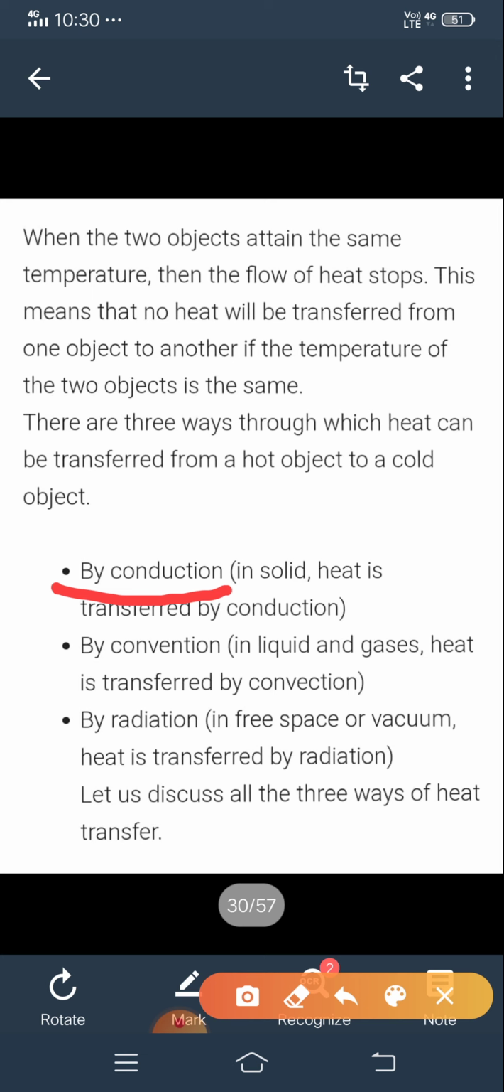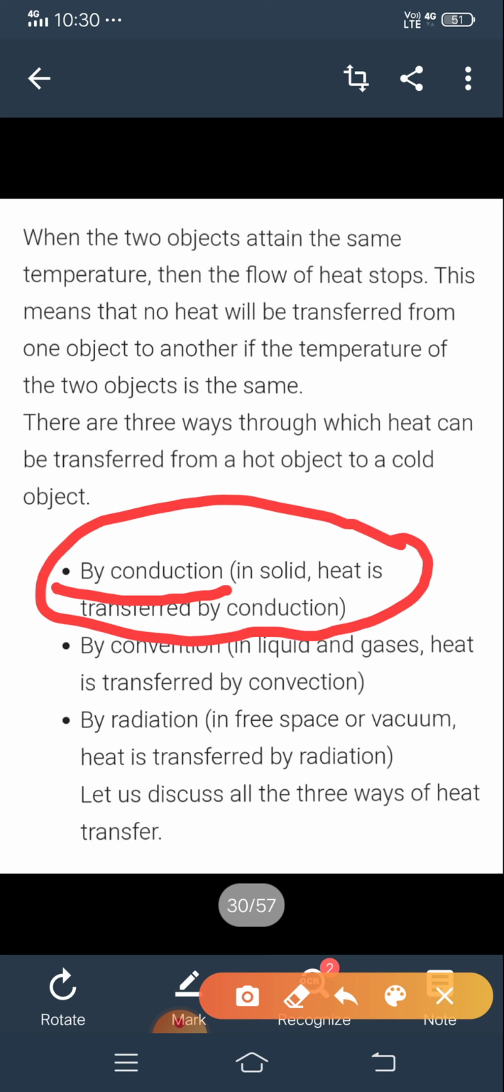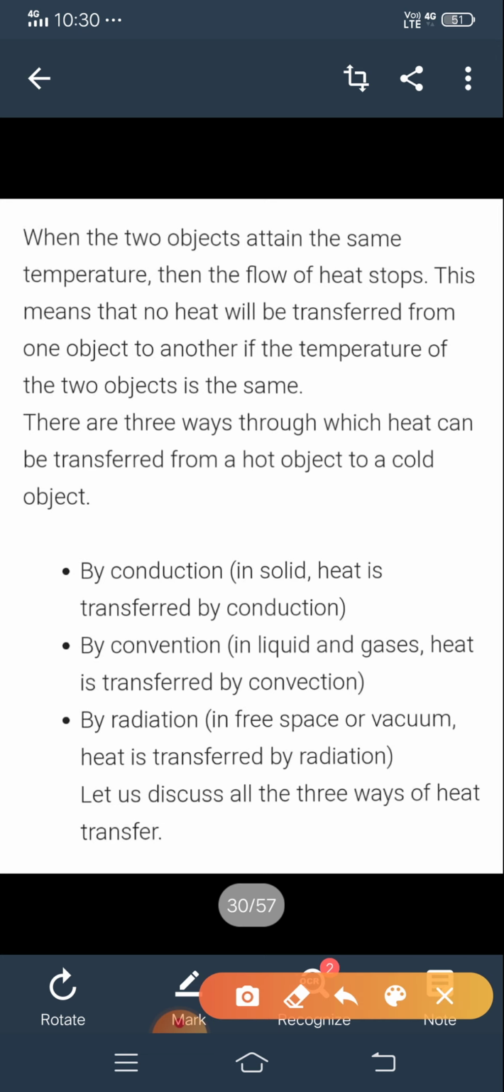In solids, heat is transferred by conduction. If it is a liquid or gas, heat is transferred by convection. And if it is free space or a vacuum, heat is transferred by radiation. So these are the three ways in which heat can be transferred from a hot object to a cold object.